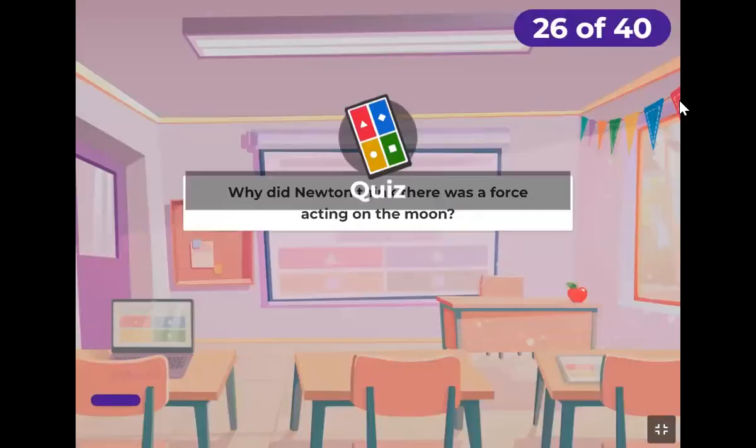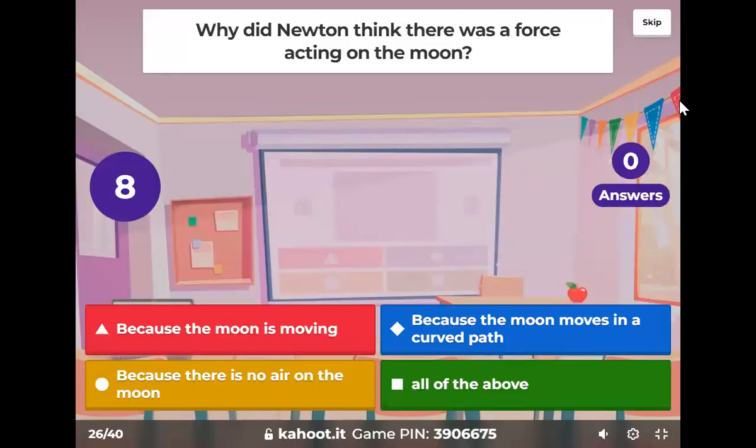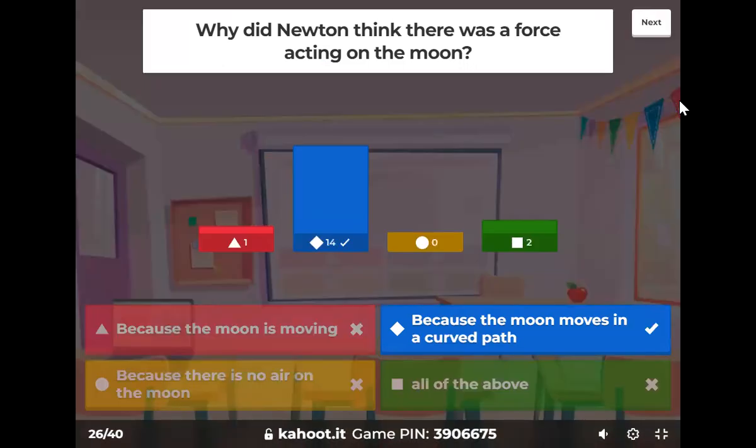Lots of points. Why did Newton think there was a force acting on the moon? Oh yeah, because the moon follows a curved path, right? So guys, does something need a force on it to be in motion, just to be moving? No. All right, so yesterday, I think a few times I mentioned the Voyager spacecraft, right? It's been moving for decades, but it doesn't need a force. It's just moving because of inertia, right?